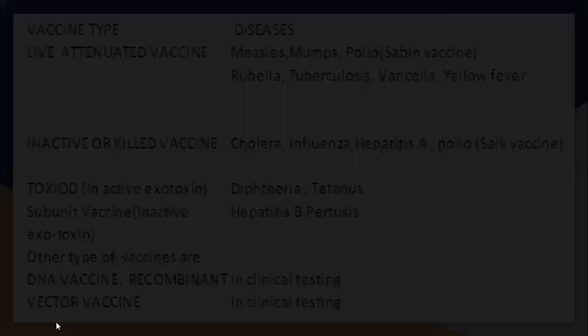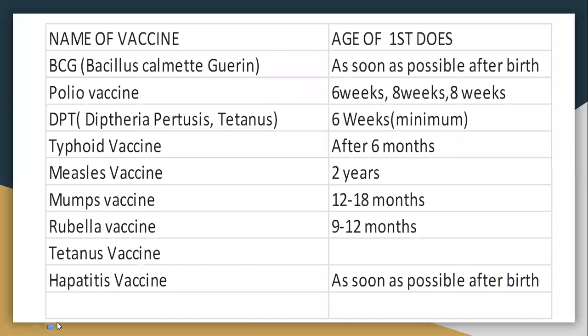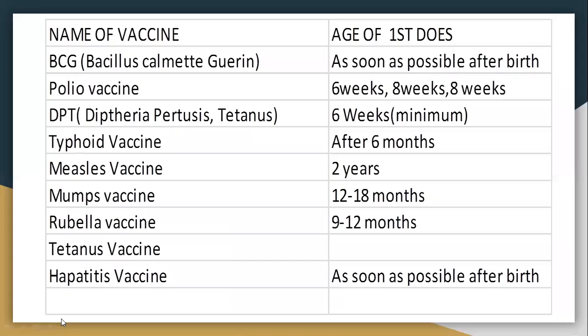And another thing you have to know is the dose, the age of dose, like in the case of BCG vaccine, it is given as soon as possible after birth. Polio vaccine is given after childbirth at 6 weeks, 8 weeks. DPT, diphtheria, pertussis, and tetanus, these vaccines are only given after birth, at a minimum age of 6 weeks after birth.